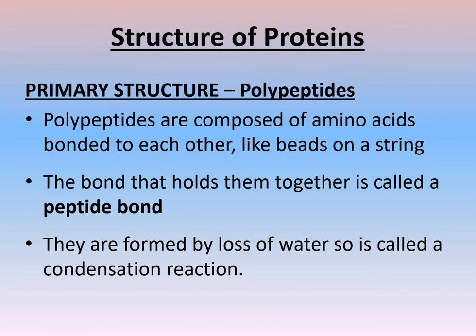So if we just look at the structure of proteins, the primary structure, or the polypeptide, polypeptides are composed of amino acids bonded to each other like beads on a string, and the bond that holds them together is called a peptide bond. Now it's very important you know that the bond formed between amino acids during condensation is a peptide bond. The peptide bond is formed by a loss of water, so it's a condensation reaction to form polypeptides.